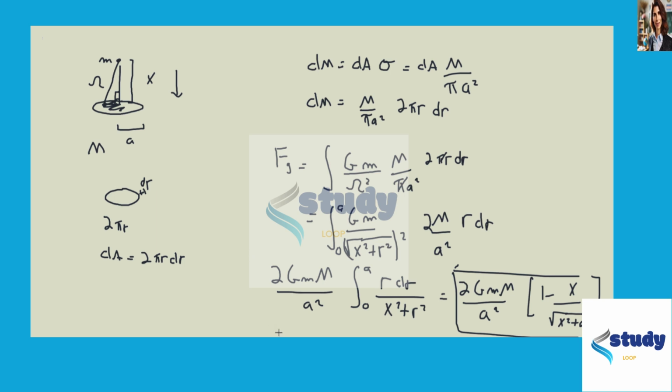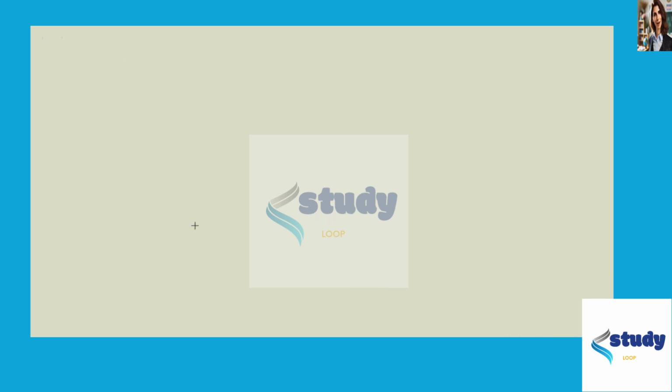Lastly, they ask us to check this expression and show that when x is much larger than a, this reduces to the expected form. The expected form is what we'd get if we treated both of these as point masses with some separation x. For the term with x over the square root of x squared plus a squared, we'll do a binomial expansion on that, so we'll go on to the next page for that.